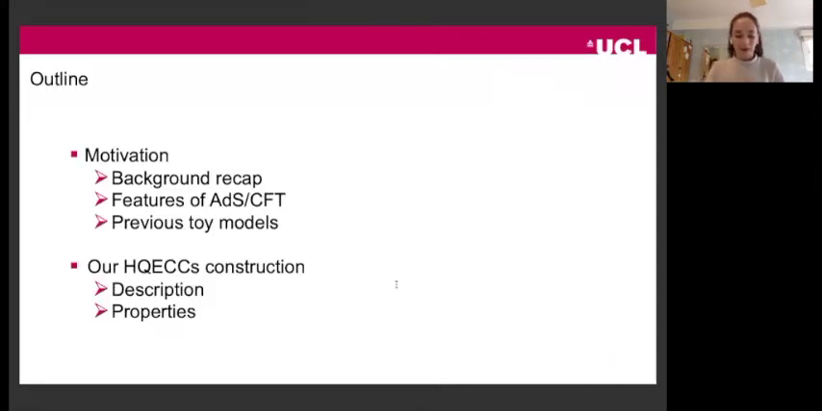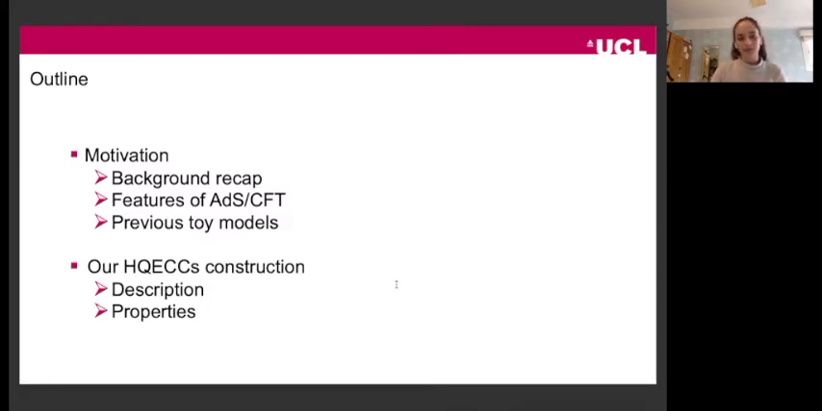Since there's quite a large overlap in the background from Tamara's talk, I'm just going to give a super quick recap of the context that we're in before going into more details about the setting that motivated this work. In particular, what are the features of AdS/CFT that we might want to reproduce with toy models, and what are the successes and limitations of previous codes. And then in the second half, I'll talk through another toy model construction, describe it, and how we showed some of the properties.